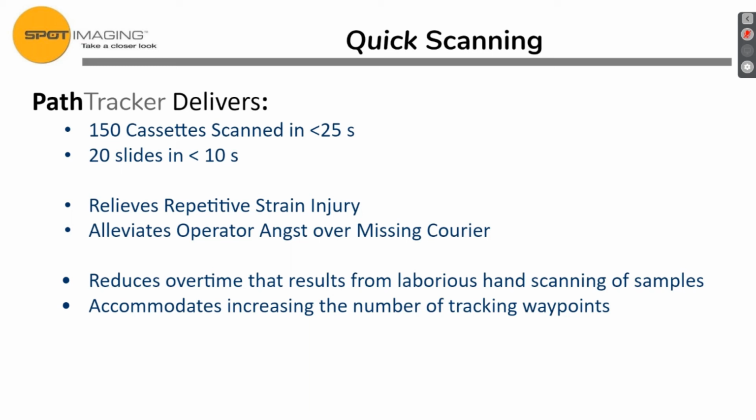The other thing is it reduces overtime from this hand scanning, and it also allows you to do an increased number of tracking waypoints, such as at the processors, which is apparently a problem area for losing cassettes. So you can actually scan before you go in, scan if you have to resort them, and then scan on the way out, just to make sure that you don't lose any of those cassettes.